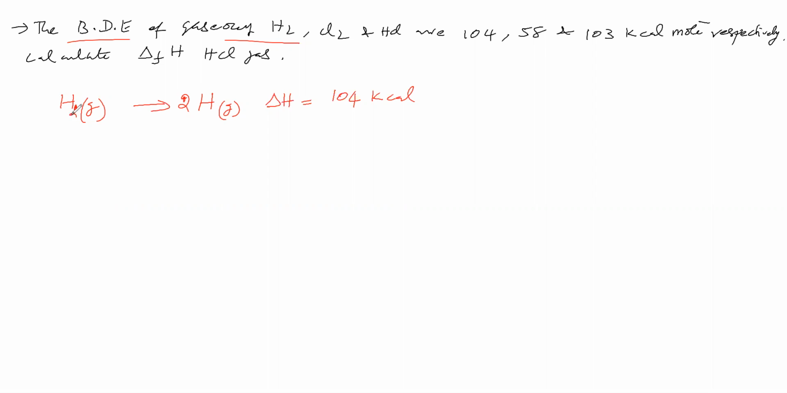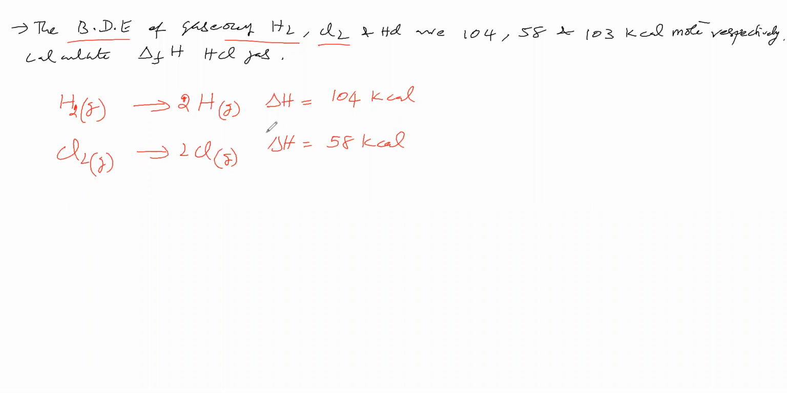A hydrogen molecule contains a bond. We have to break that bond, then only we will get hydrogen atoms. Breaking means we have to supply energy, so that is an endothermic process. Then the bond dissociation energy of Cl2: gaseous Cl2 gives chlorine atoms in the gaseous state. For this, delta H is 58 kilocalories.